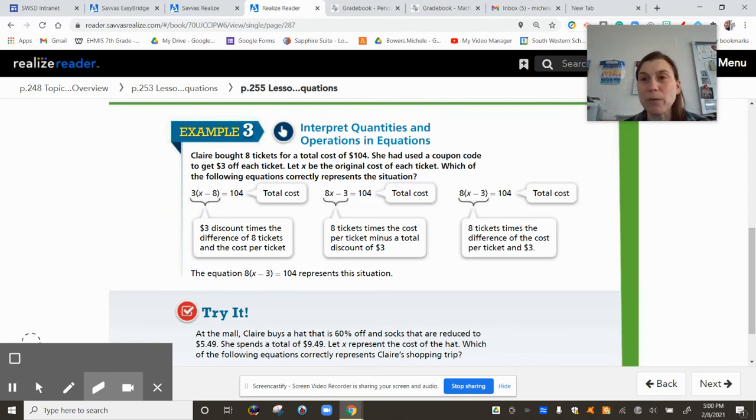And you can see that your book does identify that one as the correct one. So there's 3 different situations that required us to represent it as an equation. After this, eventually you'll do practice in the book where you're writing your own equations. But hopefully this gave you a good introduction to writing two-step equations.